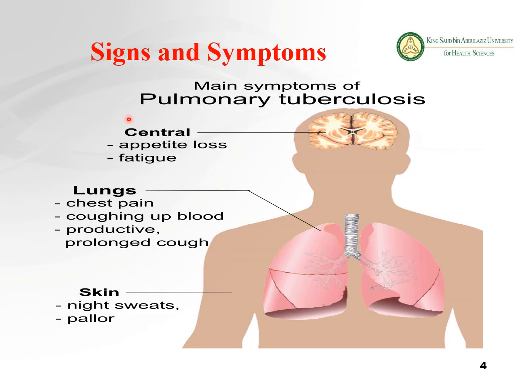The main symptoms of pulmonary tuberculosis include chest pain, coughing of blood, and productive and prolonged coughing. Productive is when there is sputum in the cough, that is called a productive cough. Also fever, night sweats, and pallor. Central effects include appetite loss and fatigue. So these are the signs and symptoms mainly associated with the lungs. So it can affect the lungs mainly.